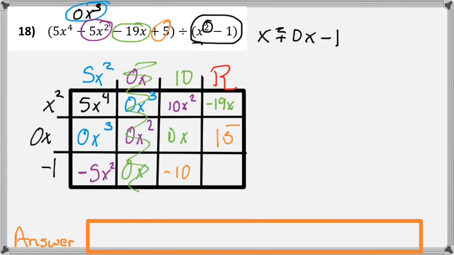And so my answer is 5x squared plus 10 plus, anytime there's more than one thing in your remainder, you always just go ahead and put a plus. It's usually the best way to go. And that's your answer.